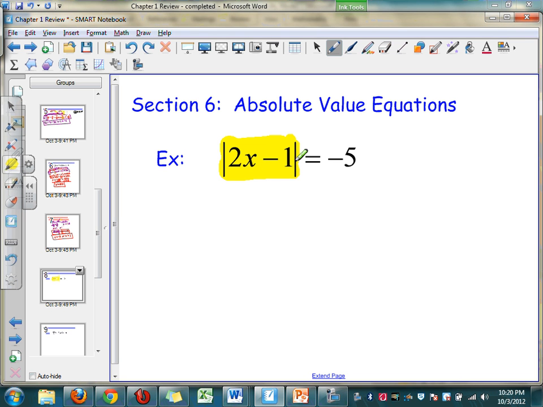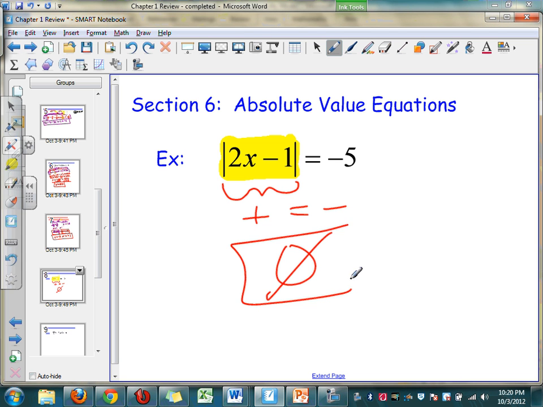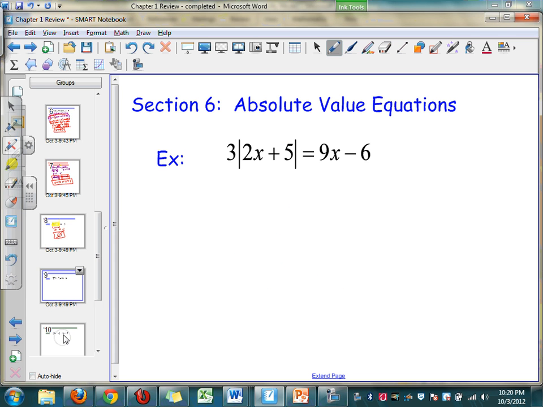Okay, what do I need you to do? It's already isolated, so I need to ask you next, is this even possible? Well, this absolute value will always and forever be positive, and it's supposed to equal a negative. Is that ever possible? No. So therefore, the answer to this is no solution. Guarantee you're going to have something like that.